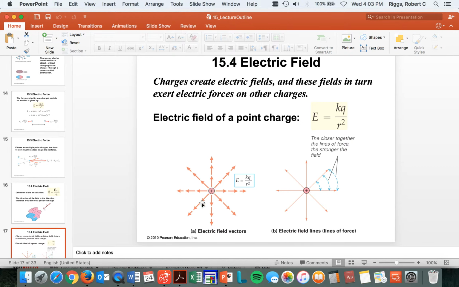So I've got this charge, and notice the electric field is coming out in equal directions, and notice the vector quantity of it gets smaller as it leaves the charge. So the further away I get, the weaker the electric field gets. So E equals kQ over r squared here. And so the actual formula is this.